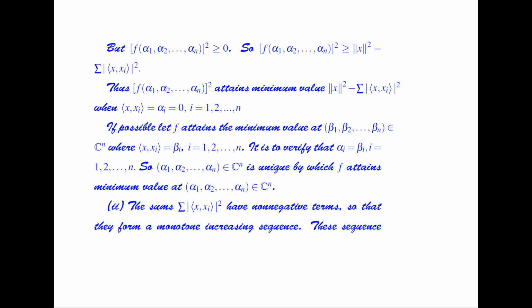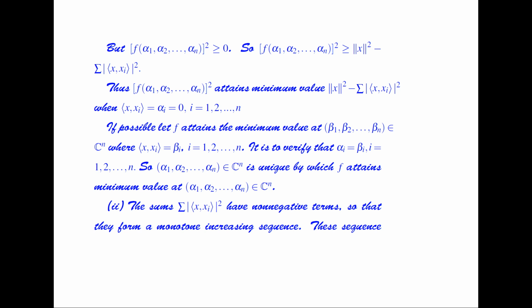So if possible, let f attain the minimum value at β1, β2, and so on βn belonging to ℂn, where the inner product of x comma ei is equal to βi. So it is easy to verify that αi is equal to βi for i equal to 1 to n. So α1, α2, and so on αn belonging to ℂn is the unique point at which f attains the minimum value.